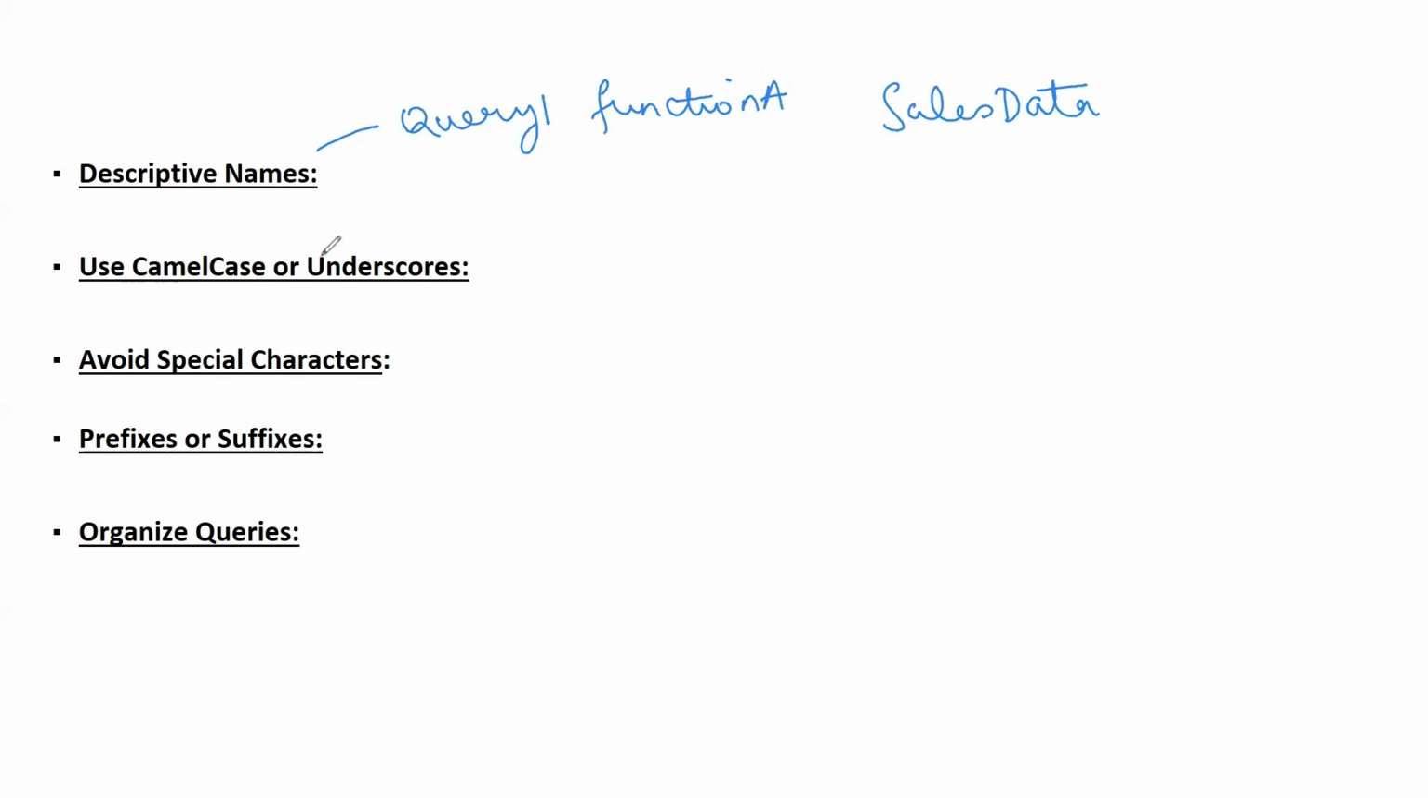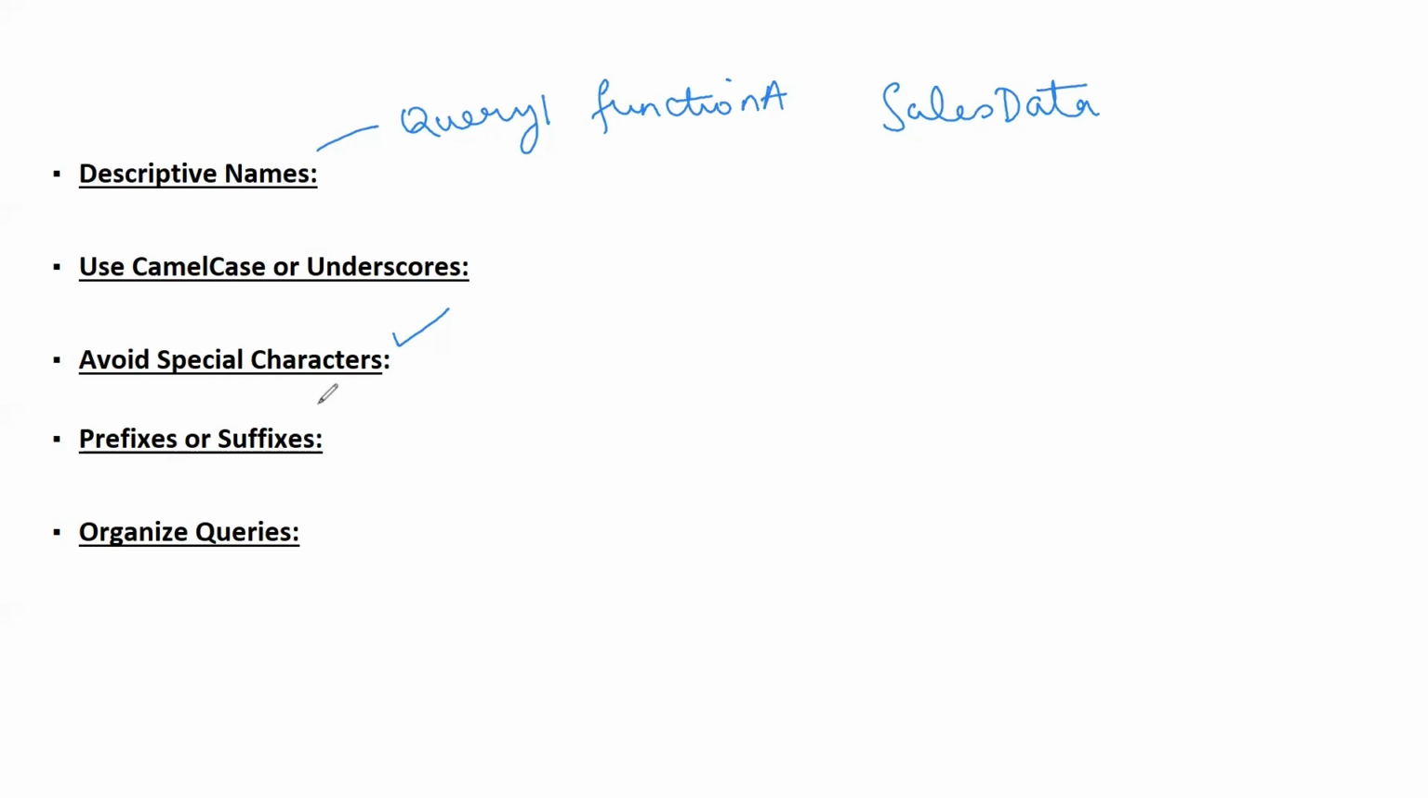The next one is using CamelCase or underscores. If you employ consistent naming conventions like CamelCase or underscores for clarity and uniformity, this will ensure that the names are easy to read and distinguish regardless of their length or complexity. Then we have avoiding special characters. Minimize the use of special characters, spaces, or punctuation to prevent syntax errors and ensure compatibility. Special characters can sometimes lead to unexpected behavior or errors, especially when working with different data sources or platforms.